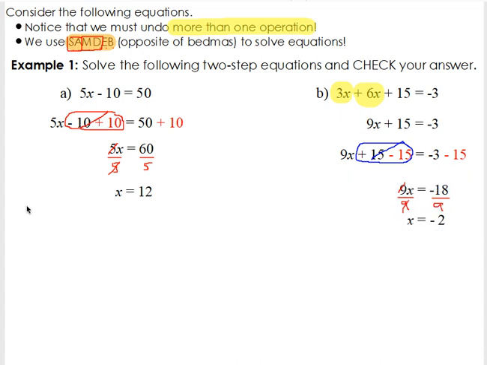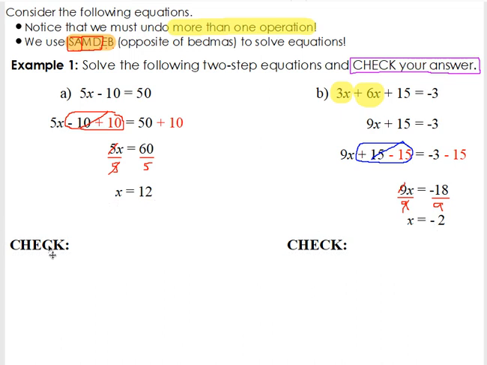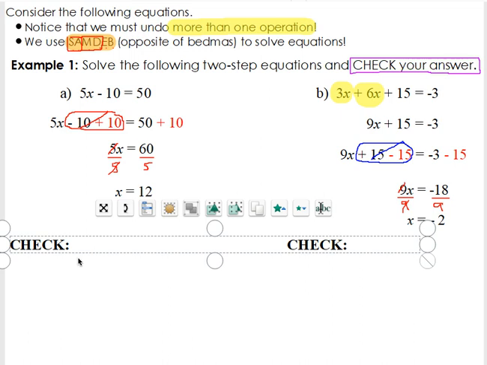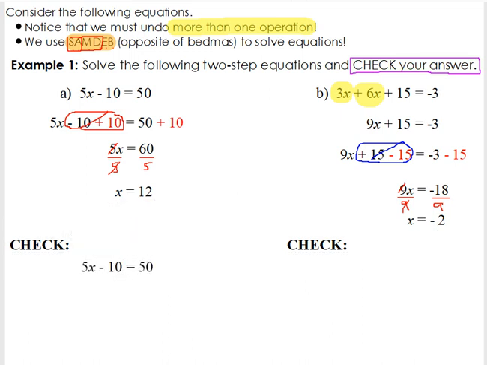Phenomenal. Now, it wants us in this problem to check our answer. We're going to check them. I like to put a little title called check, because we're going to check these things. So let's first start by checking example 1A. The first thing I'm going to do is write the equation down. 5x minus 10 equals 50. Now, our answer was x equals 12.